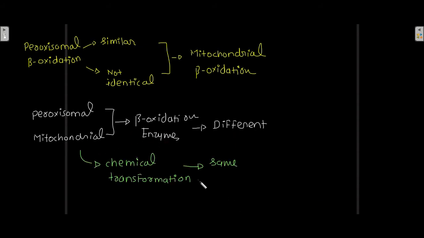Even though the enzymes are different, the chemical transformation of the fatty acid occurring in the peroxisome and mitochondria is the same. The chemical transformation of the fatty acids is just the same in both.